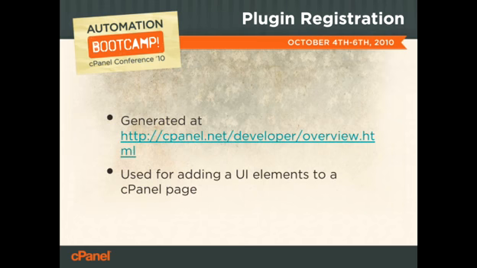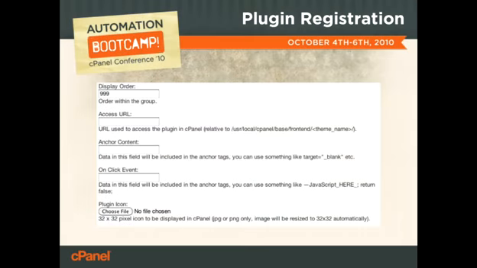First, we're going to talk about the plugin registration file, which you can generate at cpanel.net/developer/overview.html. What this is used for is for adding UI elements to the cPanel index page. Meaning that if you want to add an icon to that initial page that your users see when they log in, this is how you do that. This may be the only thing that your plugin needs, because if you're linking to an external resource, all you have to do is create this file and link to it, and that's all you should have to do.